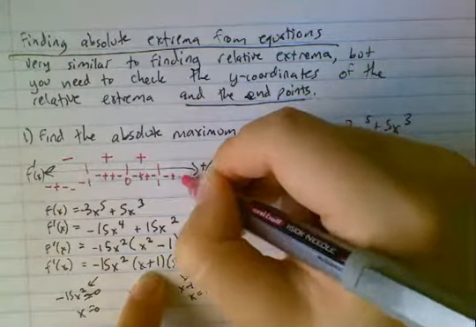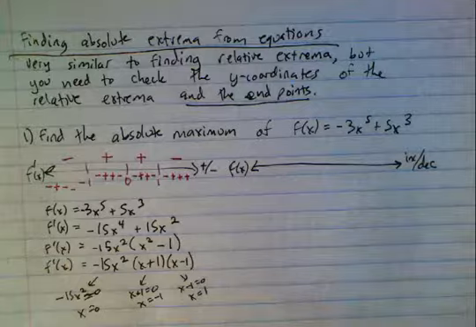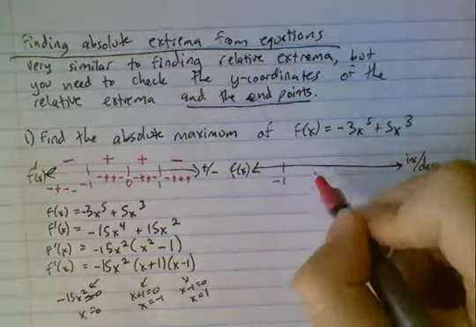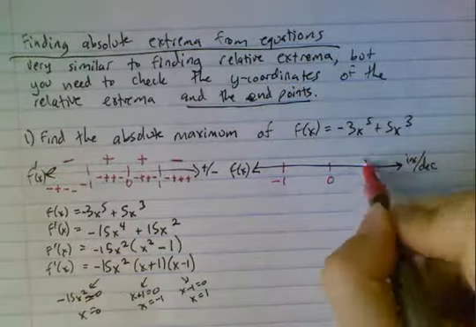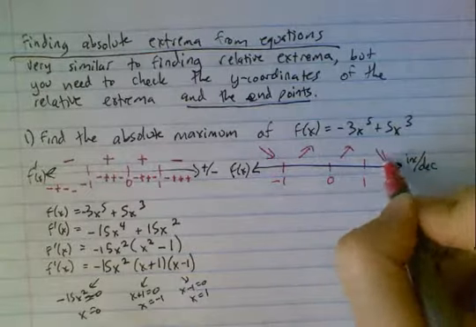2 plus 1 is positive. 2 minus 1 is positive. Negative overall. Let's translate that. Decreasing, increasing, increasing, decreasing.